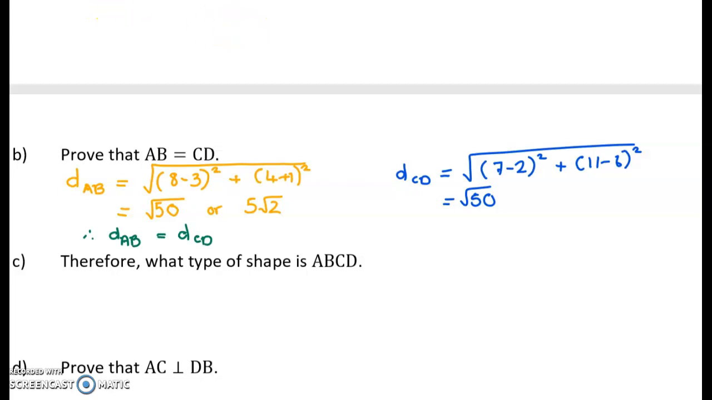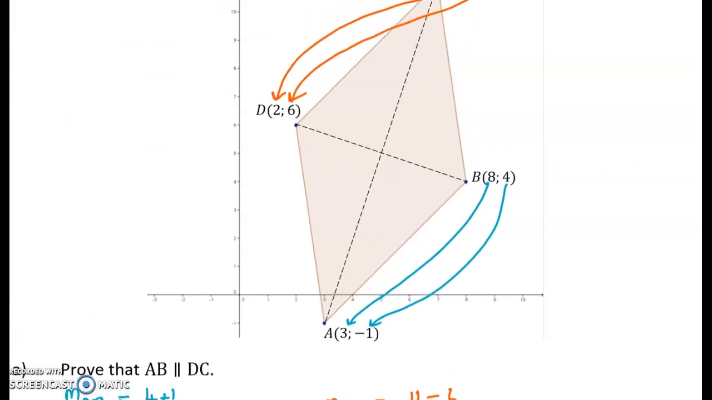Okay, so what shape is this? So what have we shown so far? If I go up, I've shown that I have one pair of opposite sides parallel and equal. Now, tomorrow we're going to write a note on all the different properties of all the different shapes. But this is one of the properties of a parallelogram. Now, parallelograms have lots of properties.